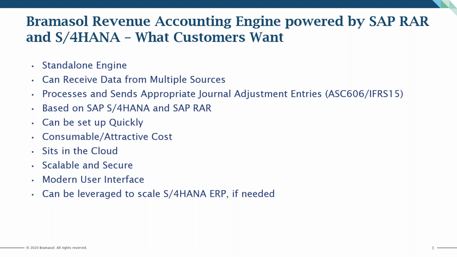And so we took that into account. A lot of customers have and want to continue to receive data from multiple sources, whether it's from outside sources such as Salesforce.com or older SAP systems. They wanted the processes and alignment so that it sends the appropriate journal entries supporting ASC 606 and IFRS 15, so alignment with that.